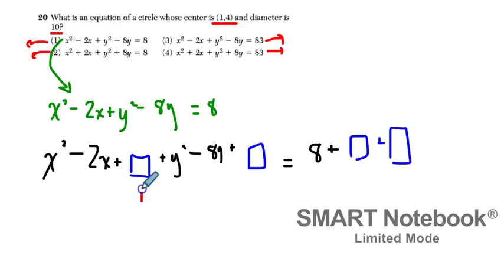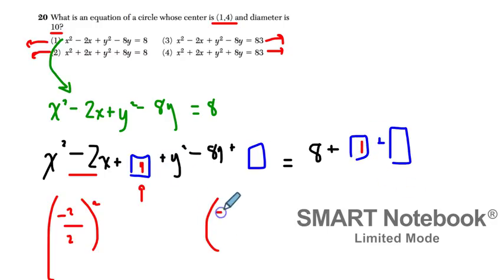How do I remember what number goes in here? Well, I take this number, I divide it by 2, and I square it. Negative 2 divided by 2 is negative 1. Negative 1 squared is 1, so I throw a 1 in there, a 1 in there. Same with this side. I'm going to take this number, negative 8, divide it by 2, and square it. Negative 8 divided by 2 is negative 4. Negative 4 times negative 4 is 16. So I got a 16 right there and right there.